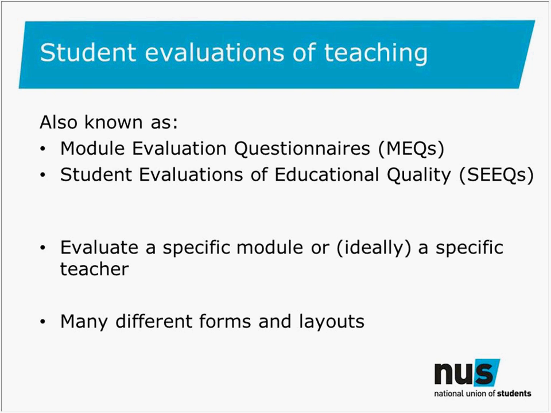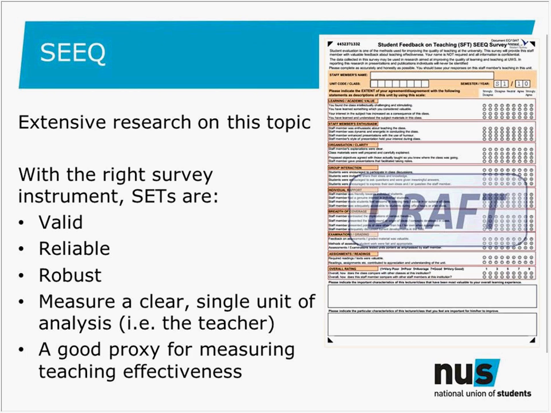What has been found is that with the right survey instrument, student evaluations of teaching are valid, reliable, robust, and an excellent proxy for measuring teaching quality and teaching effectiveness. They can give really good insight into whether teaching is actually working or not, much better than something like the NSS can. As a result, I think they're slightly underused by student engagement practitioners in the UK and need to be looked at more.